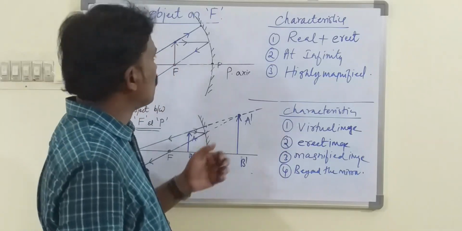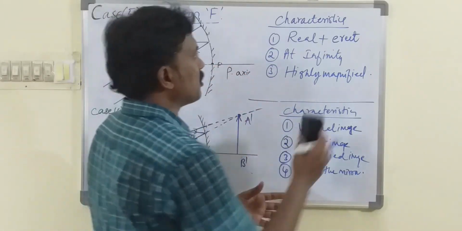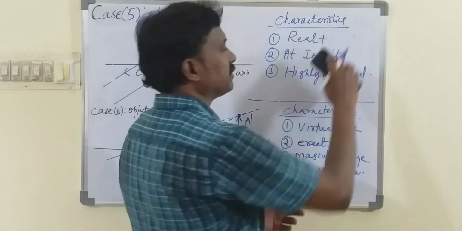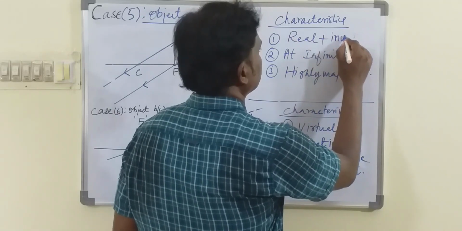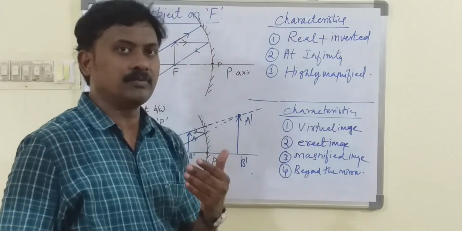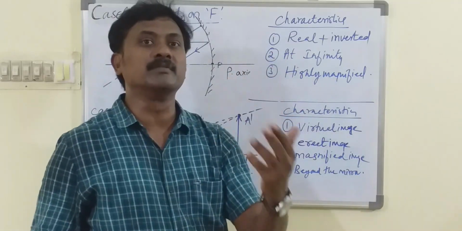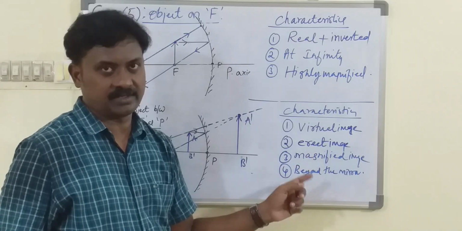Now this last case is a special case. Why? Because when you look at the previous 5 cases, a small mistake, children. Whenever it's real, it's inverted. If you look at all the 5 cases, we got real and inverted images. But coming to the last case, it's virtual and erect.